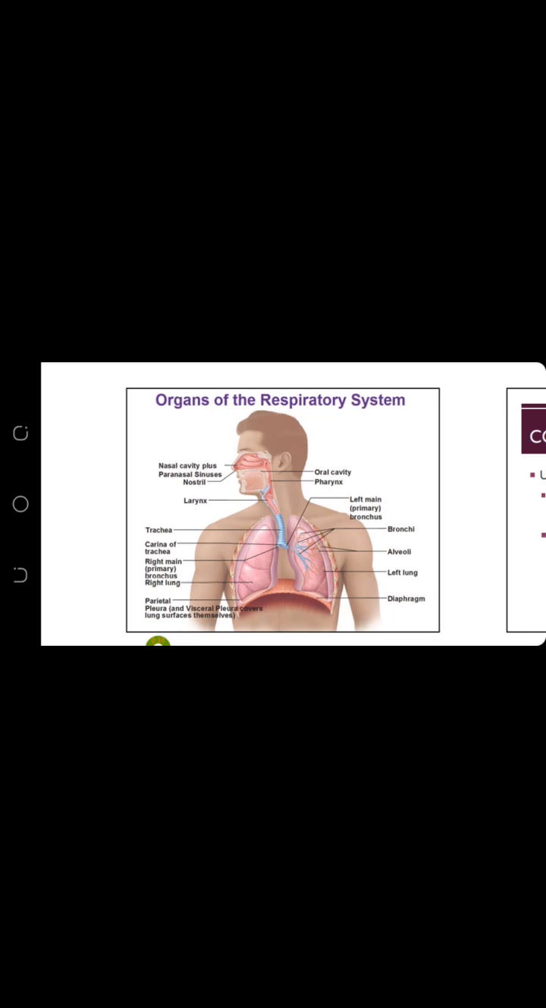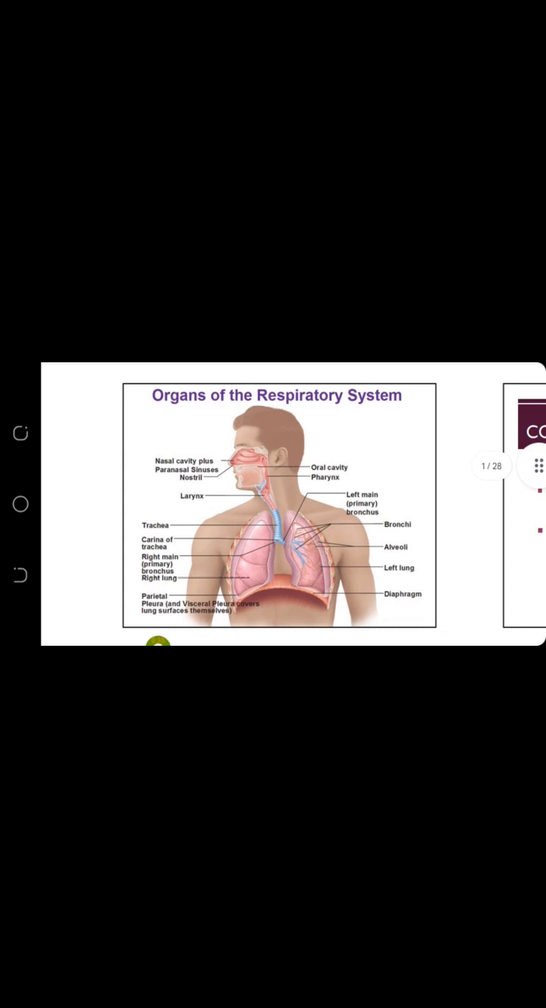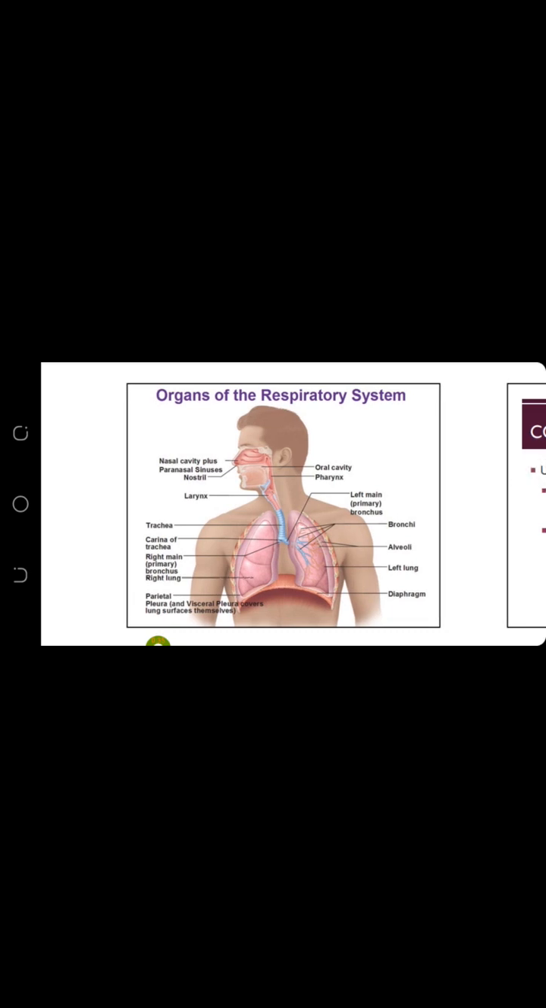So it usually starts with the nasal cavities. On the nasal cavities we have the nose, nares, and the paranasal sinuses, as well as the nostril, the oral cavity, and the pharynx. That is just the throat. And then we have the larynx, which is the voice box. Then we have the trachea.